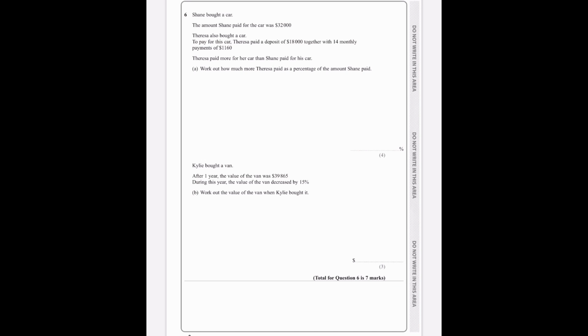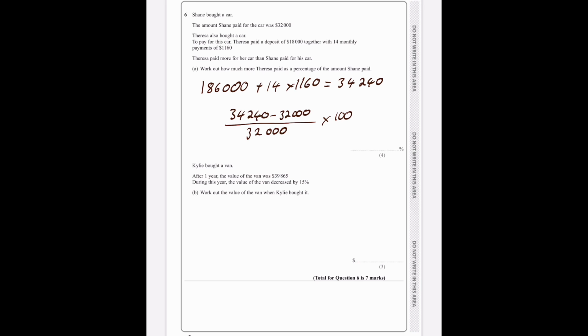Question number 6. We've got 186,000, and if we add 14 lots of 1,160, those are the monthly payments along with the deposit, it gives a total of 34,240. Subtract that from the 32,000, which is the amount Shane paid, and work that out as a percentage. So divided by 32,000, times it by 100, and you can see that comes out as 7%.